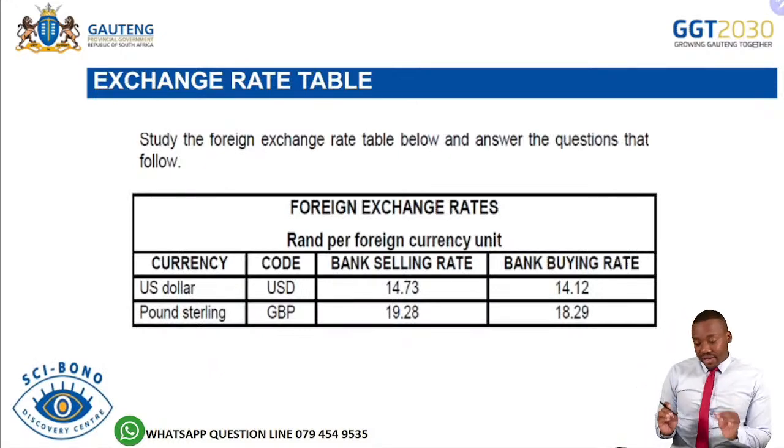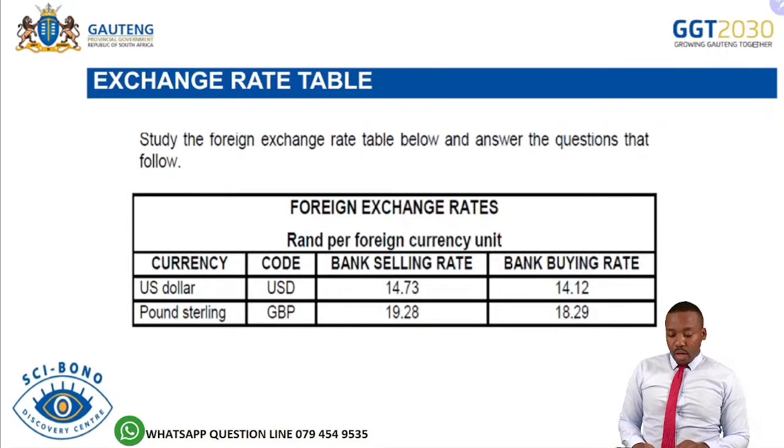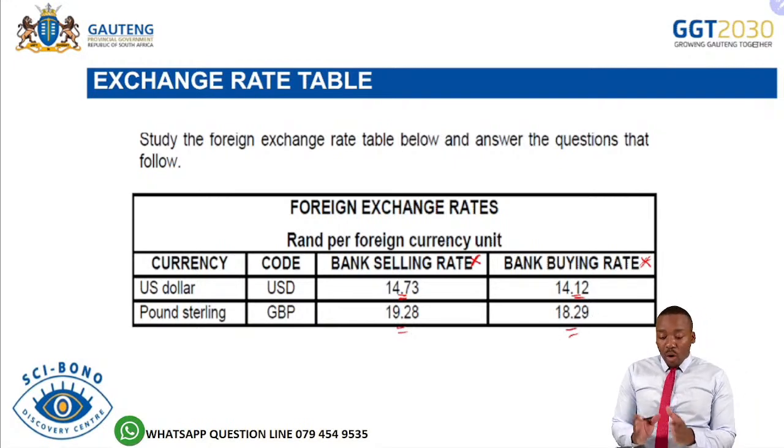When you get to the bank, you will normally see a table more or less like this, or on your papers. And when you go to the bank, that table changes time and again. So you will have BSR this side and you'll also have BBR this side. Then you will have this amount 14,73, and this side it is 14,12. Then another currency, the Great British Pound, there's 19,28, and this side it is 18,29.